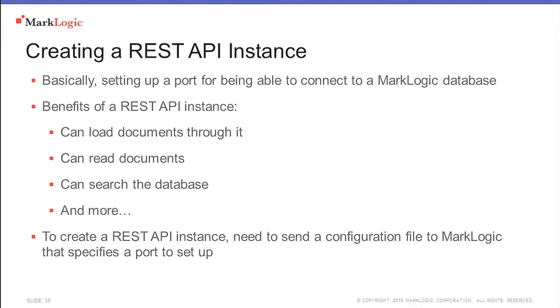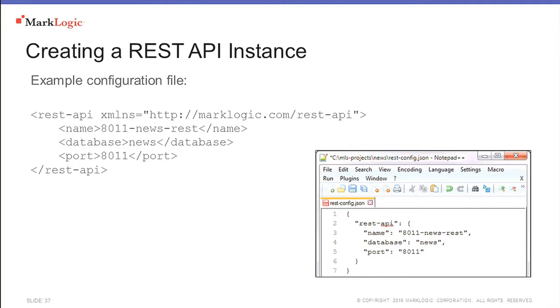All right, so to set up a port, it's what we call a REST API instance, which we'll be making for our news database. Mentioned here are the benefits: you can write documents, read documents, and do search queries. Let's go about making that happen. We need to do two things. One is we need to create some sort of configuration file, as we call it, where we say what database we want to set up a port for, and what port number we want to use.